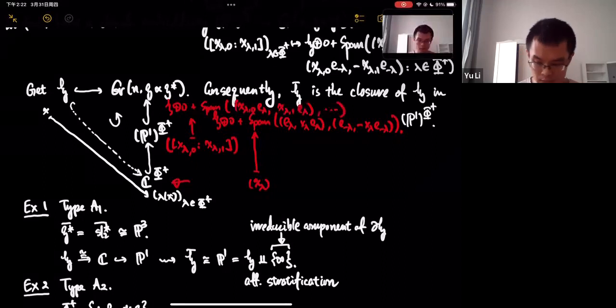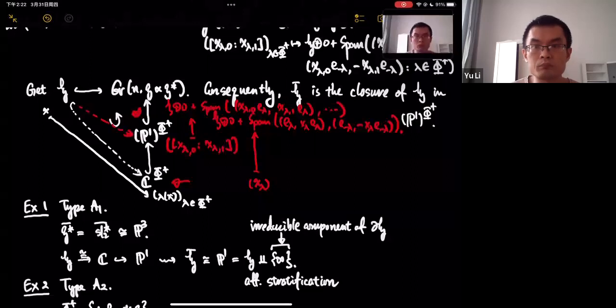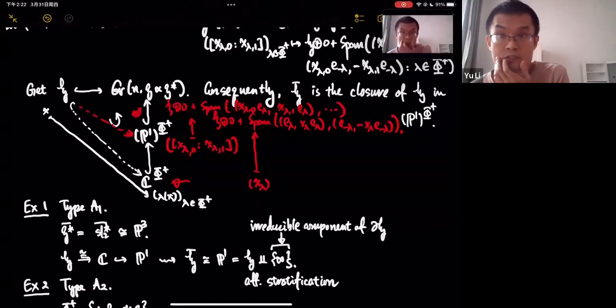Okay, yeah, this is easy, but the consequence is important. The consequence is that it's easy to show that this map from P1 to the phi plus to the Grassmannian is a closed embedding. So to compute the closure of H inside the Grassmannian, we could first embed H inside this power of P1 and compute the closure of H there. Are there any questions?